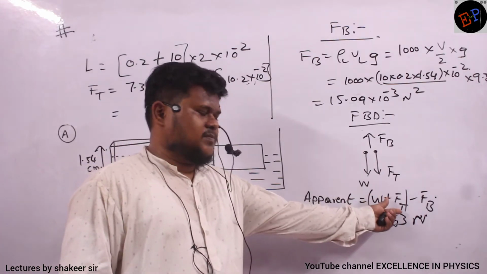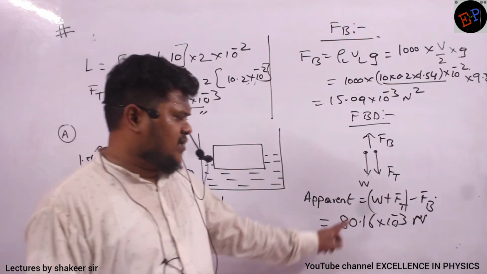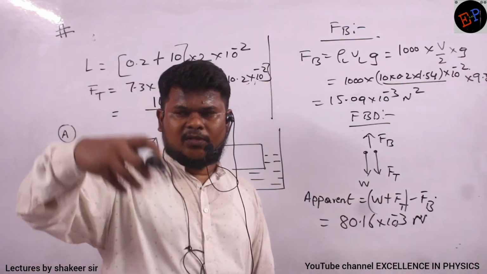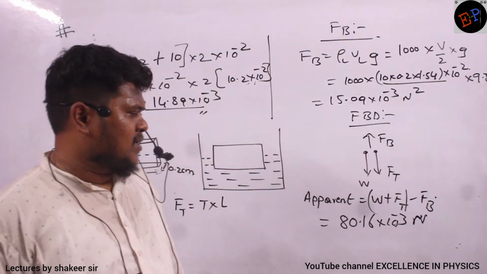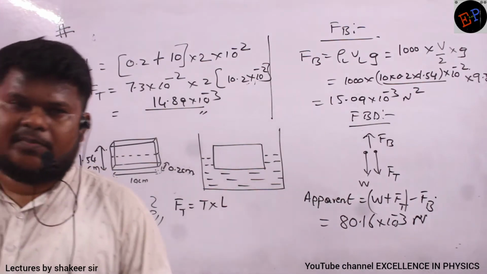Weight plus surface tension minus force of buoyancy. Weight is acting downwards, surface tension will also act in the downward direction if I try to pull the plate in the upward direction. But the force of buoyancy is always acting in the upward direction. That is the apparent weight of the body.